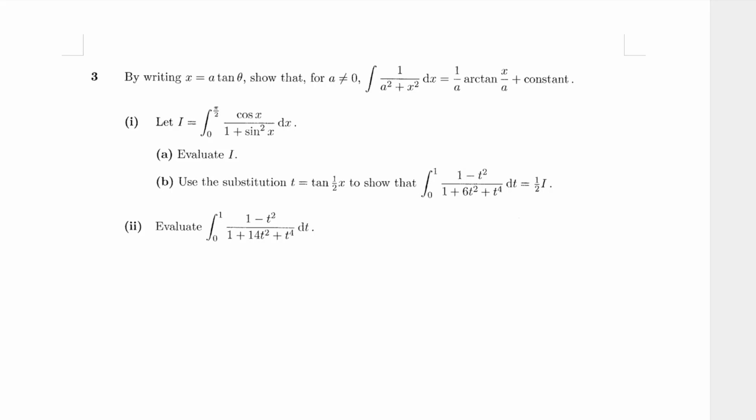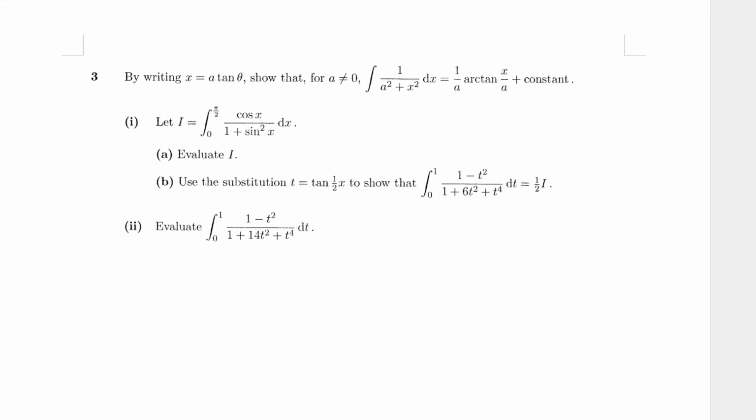All right, so by writing x equals a tan theta, show that for a not 0, the integral of 1 over a squared plus x squared equals 1 over a arctan of x over a plus a constant. Okay, that's just standard A-level book work, right? And it's in the formula book. So if you're the type of person who always looks at the formula book, then this question might help you understand why the formula exists. I think this is pretty straightforward.